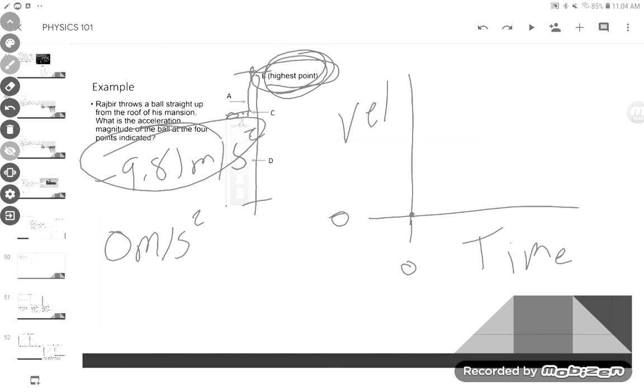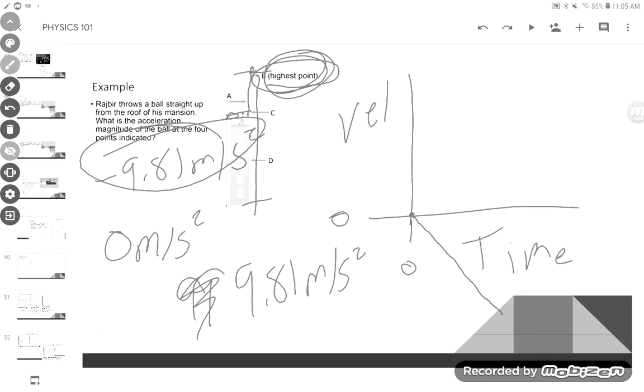Okay, on the way down, the exact opposite's going to happen. Okay, so it's going to start going up at 9.81 meters per second squared. Okay, so if you have it here, and you have it starting at 0, basically it's going to be going in the negatives till it gets to 9.81 meters per second squared, and then it's going to start going up again. Okay, does that make sense?